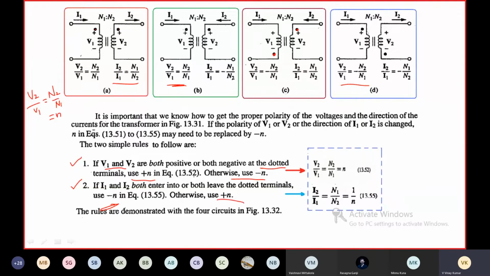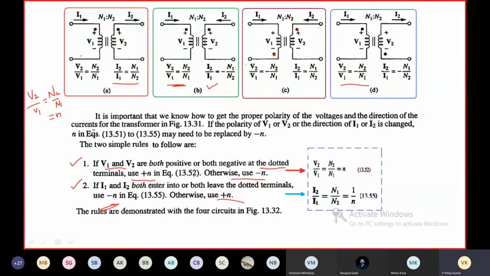Okay, here see, let us look into this case 1. Here I1 is entering, I2 is leaving, means we have to use plus n. If both are entering or leaving the dotted terminals, then we have to use minus n. Here one is entering and the other current is leaving, so we have to use plus n. Here one is entering and the other one is also entering. So in this case, both currents are entering the dotted terminal, means we have to use minus n. So I2 by I1 is equal to minus n, which is equal to minus n1 by n2.